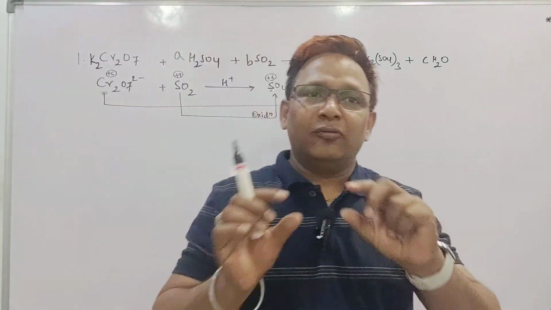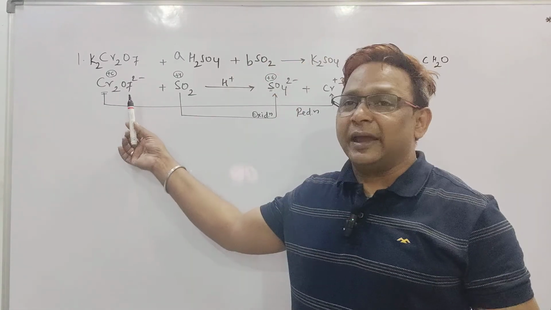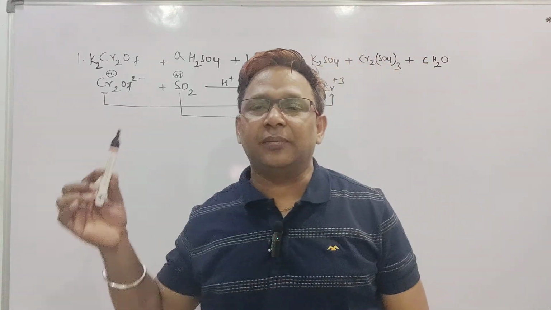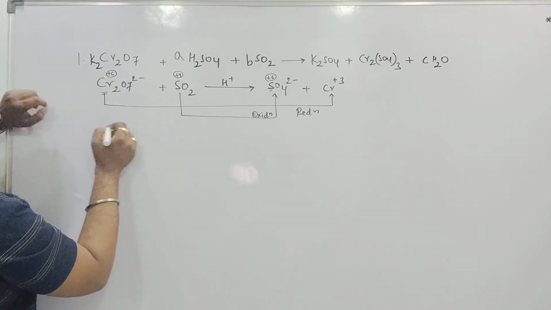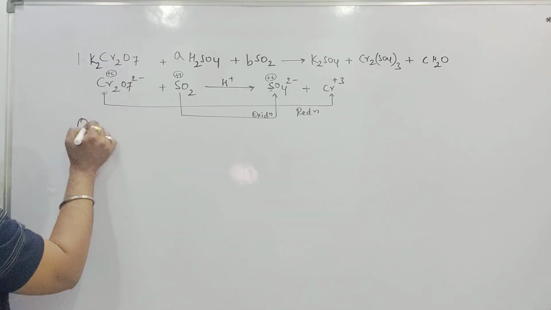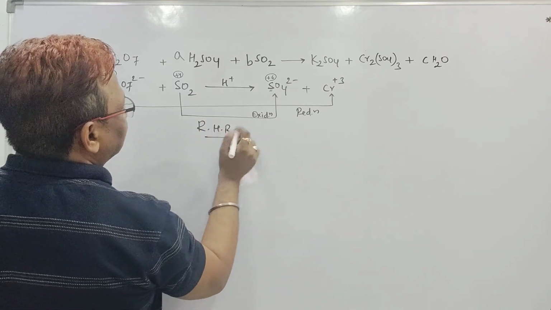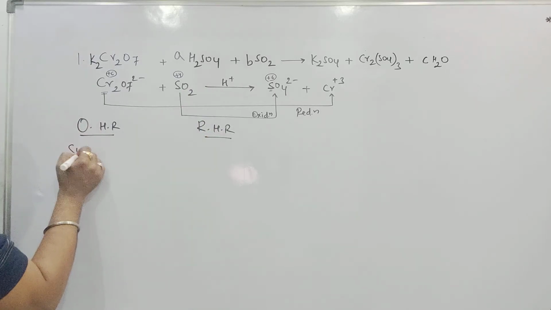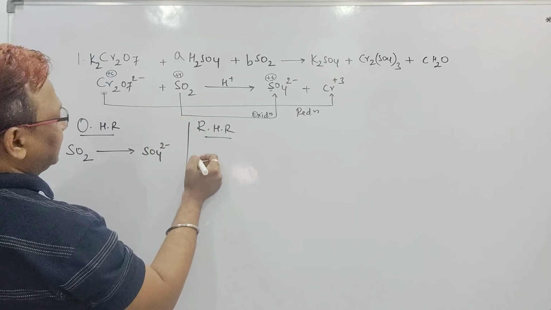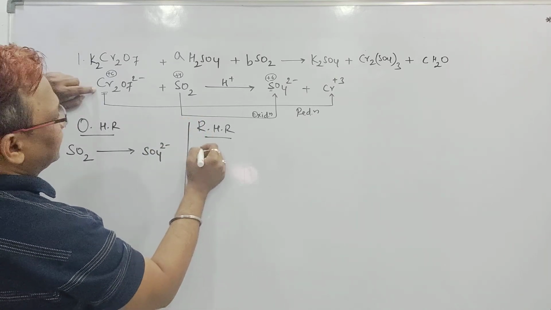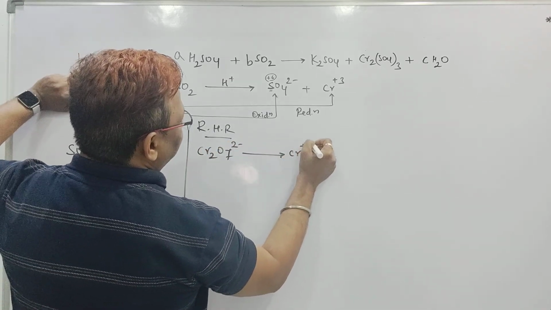So first of all, whatever reactions they have given, we have to convert and make it into the ionic form, and in the ionic form just separate it. It is an oxidation half reaction and it is a reduction half reaction. So start with the oxidation half reaction, beta. I am going to write here the oxidation half reaction and on the other side the reduction half reaction. What is the oxidation half reaction, beta? SO2 converted into SO4 2 minus. And what is the reduction half reaction, sir? Here, beta, that is the dichromate ion Cr2O7 2 minus converted into Cr plus 3.